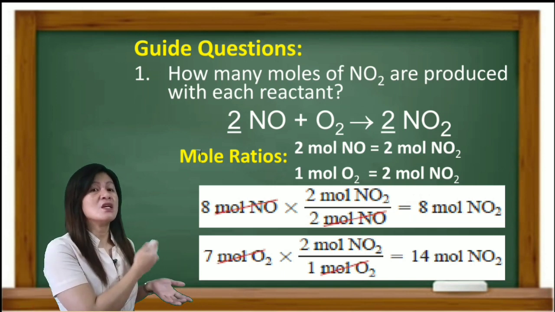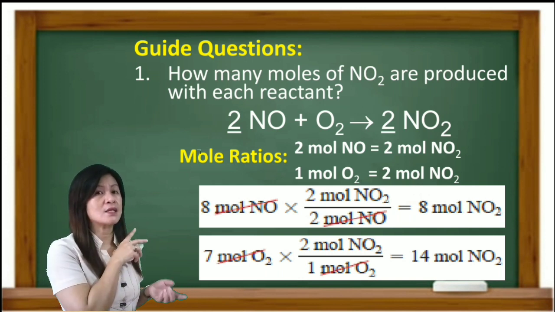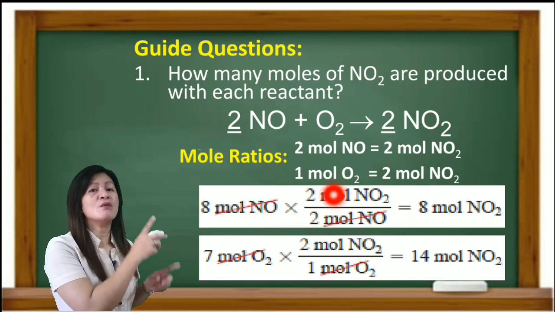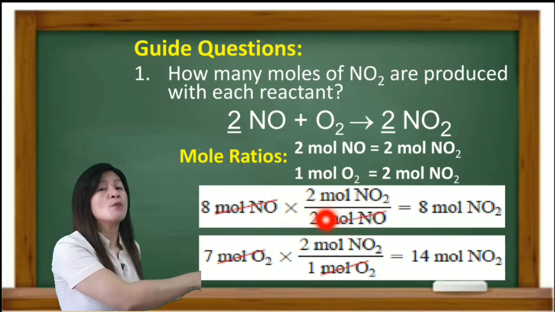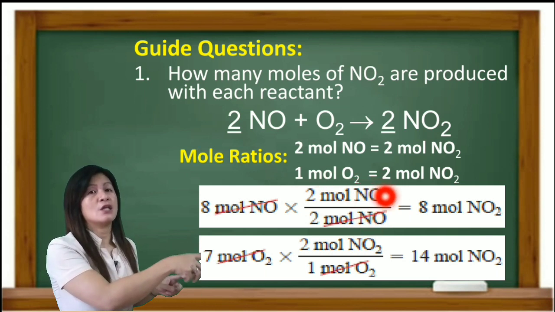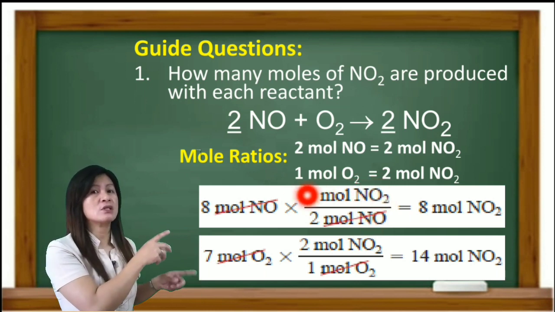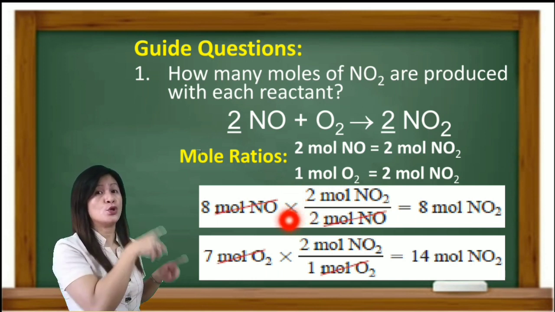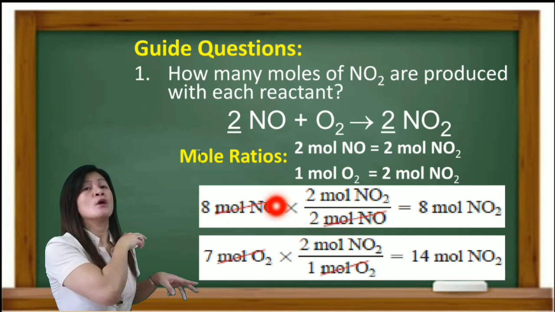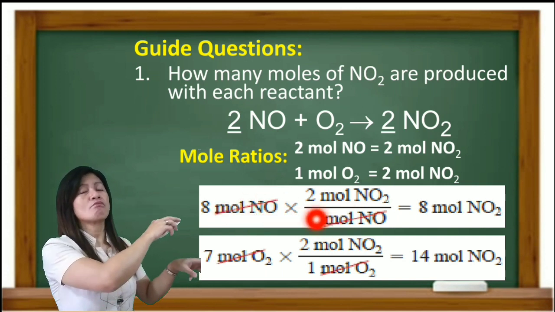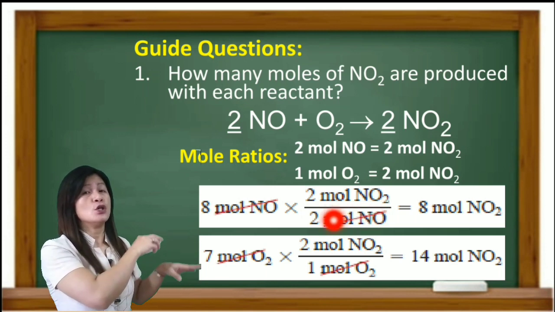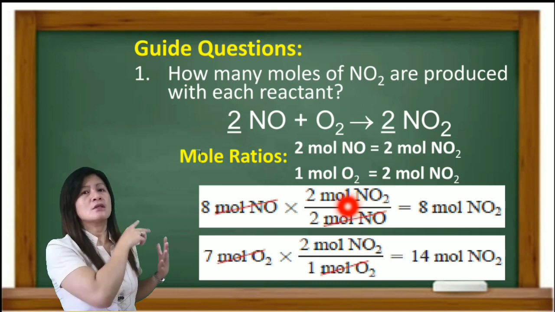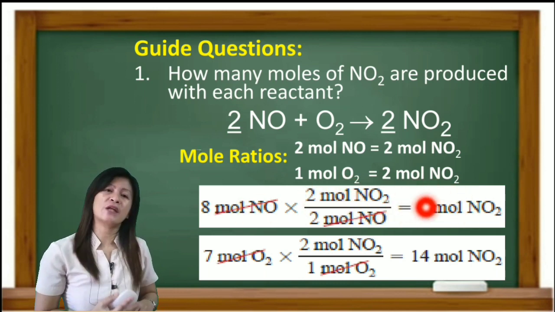We start with the given mole of one of the two reactants, nitrogen monoxide. We have 8 moles of nitrogen monoxide as the given. Multiply that by the mole-mole ratio of that reactant to the mole of the product, nitrogen dioxide. From the balanced equation, we have 2 moles of nitrogen dioxide and 2 moles of nitrogen monoxide, so 2:2 or 2/2. We cancel the initial mole of nitrogen monoxide and the denominator of the conversion factor, and we will have mole of nitrogen dioxide, which is our mole of product. So 8 times 2 divided by 2 will give you 8 moles of nitrogen dioxide.